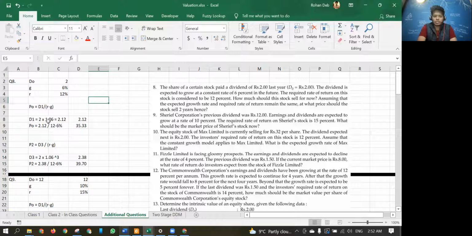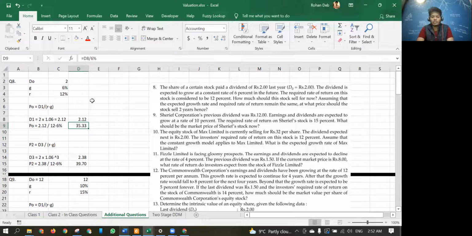So first year's dividend will be 2 into 1.06. Third year's dividend will be 2 into 1.06 to the power 3. That will give me a value of 2.38. And if you calculate P2 equal to 2.38 divided by 6%, which is 39.70. Okay. Alternatively, you could have calculated it as 35.33 into 1.06 to the power 2, because that's being compounded forward, but this is the ideal method, we are using the formula.